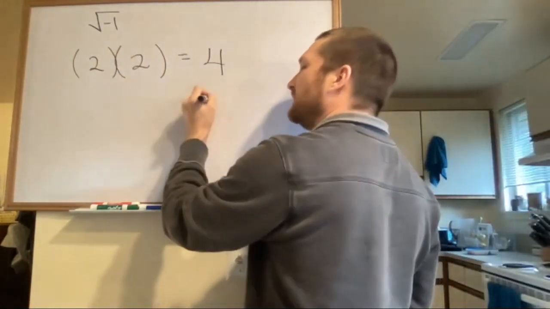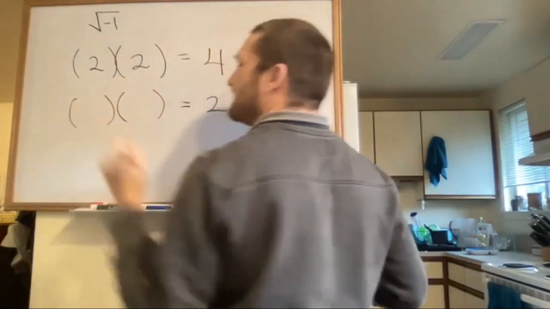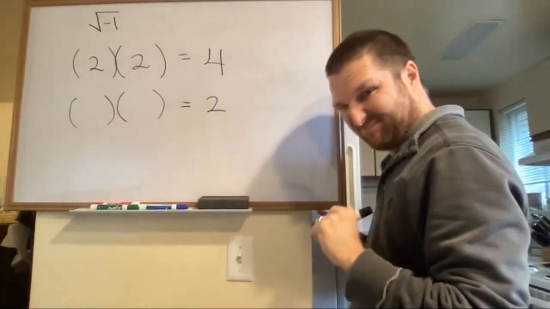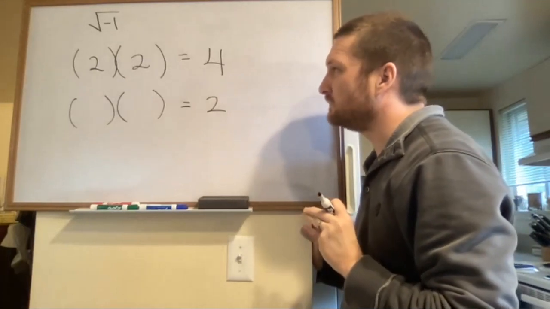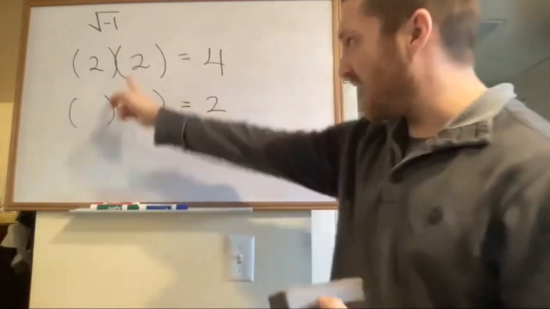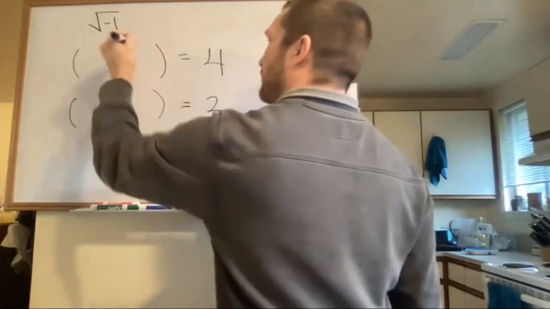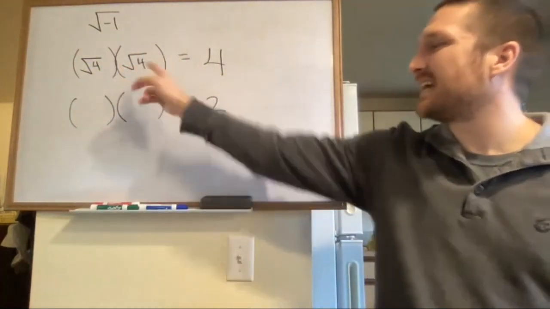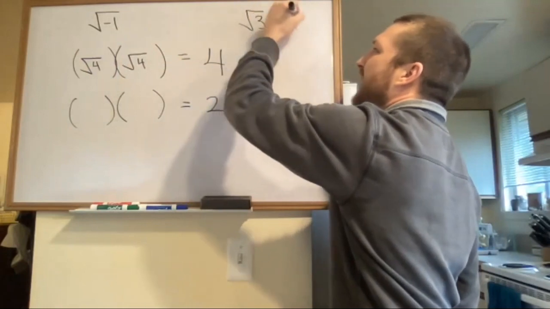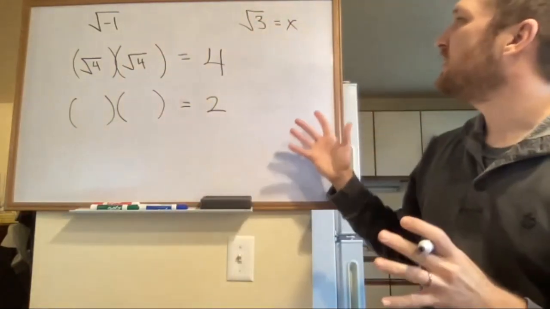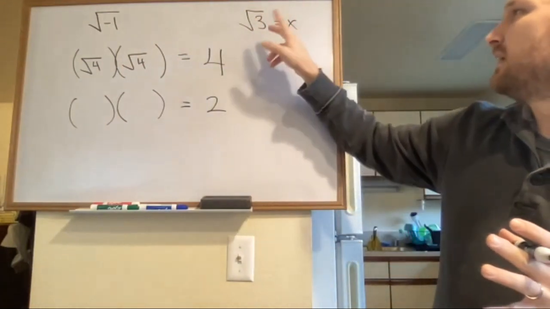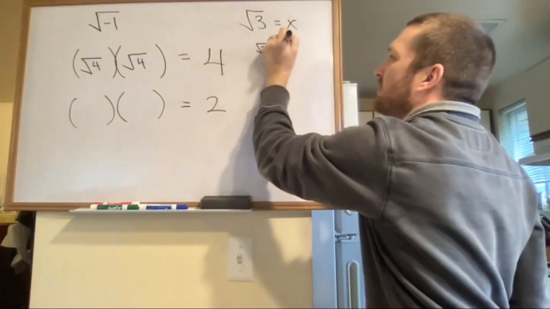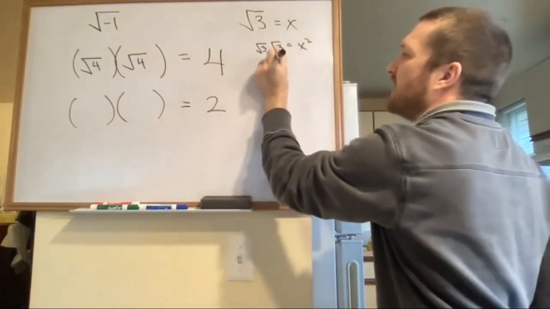Okay, here's the conceptual leap. You took a number, multiplied it by itself, and you got 2. What number must that have been? Here's a hint. Another way of writing 2 is to write it as the square root of 4. And this is another thing we've been doing. If we have something like the square root of 3 equals x, and we wanted to solve for x, what we've been doing is squaring both sides. In other words, root 3 times root 3 equals x squared, then you get this type of thing right here.